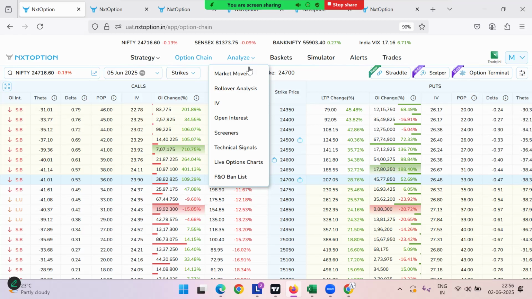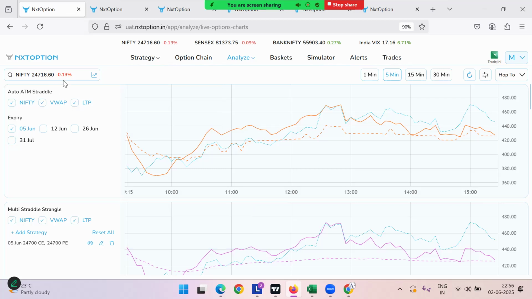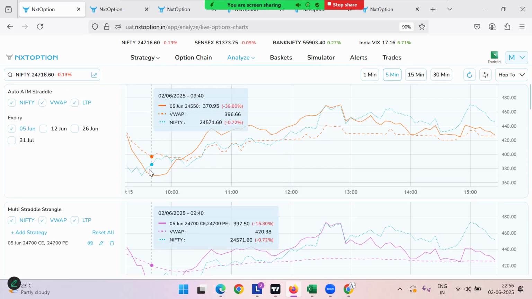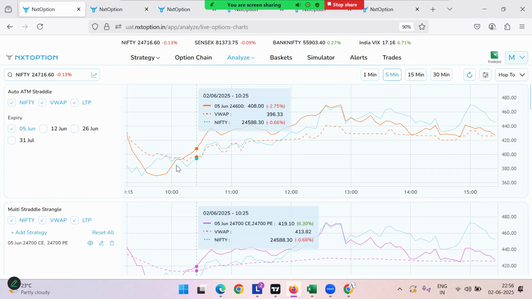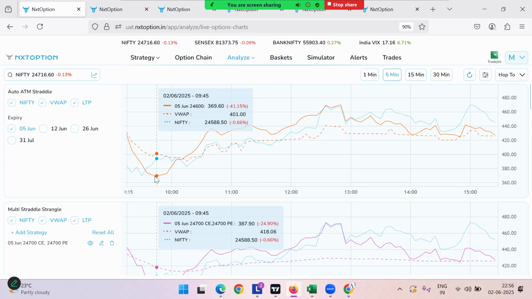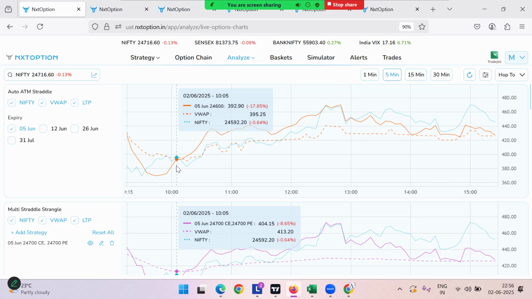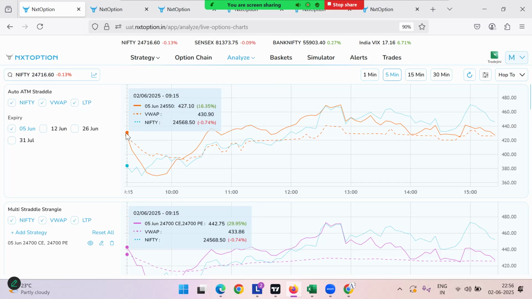You can go here, click analyze, click on live option charts. You can see an ATM straddle here, how the prices behaved throughout the day. It started at 427. You can see the spot Nifty here was around 24,568. The straddle premium was 427 combined premium.